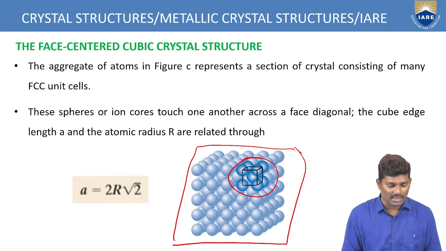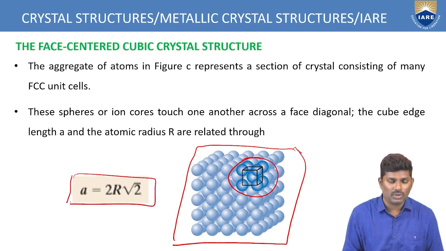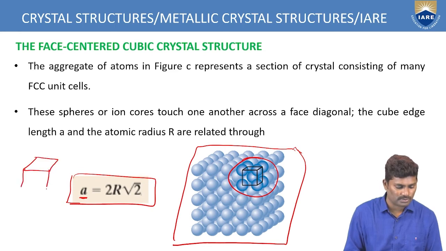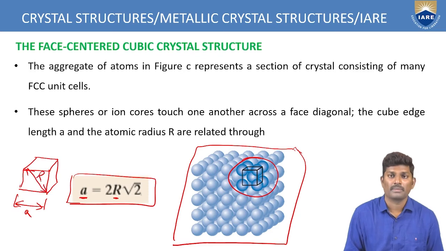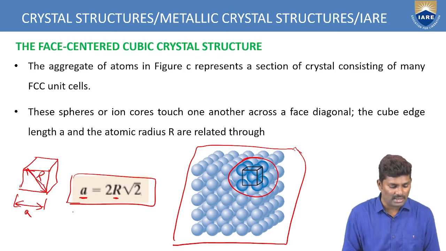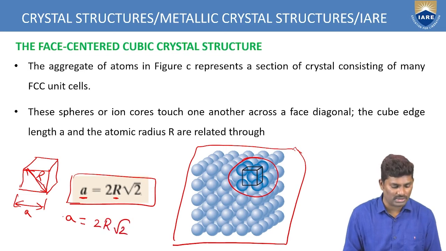And if you want to find out the atomic radius of the FCC, then you have the formula a equals 2r root 2. Here, a is the length of the cube edge. So this is my cube, and this is the edge length a. If you want to find out this atomic radius r, then the relation between the atomic radius and the edge length is a equals 2r root 2. So this is the formula you have.